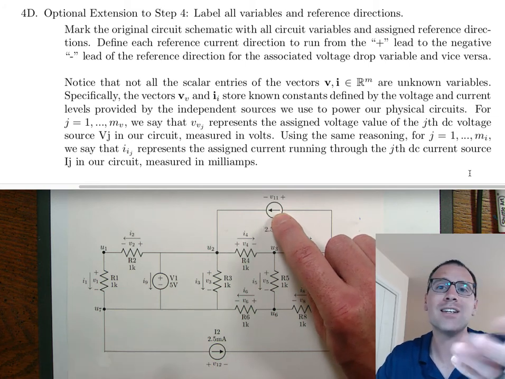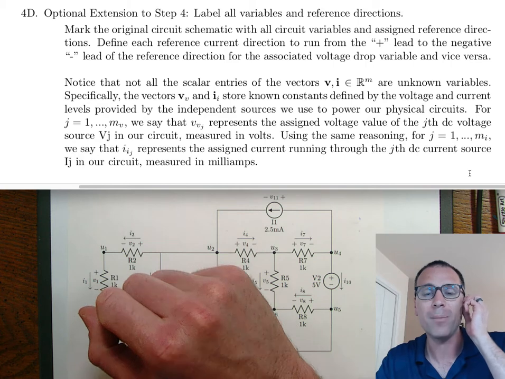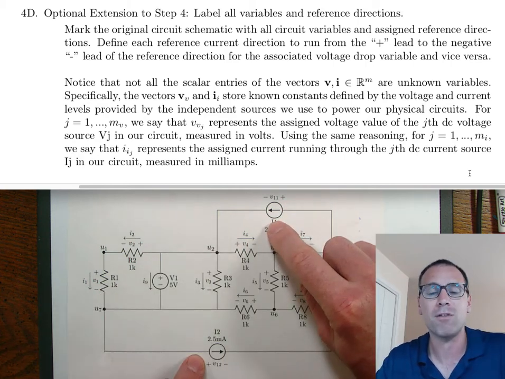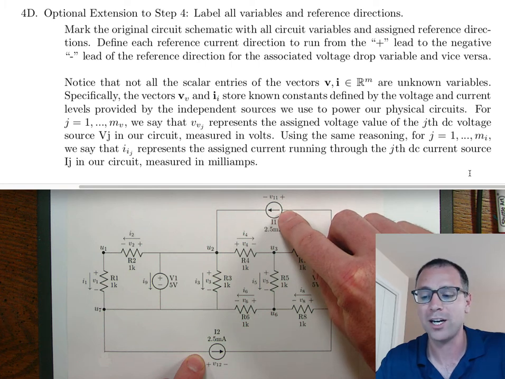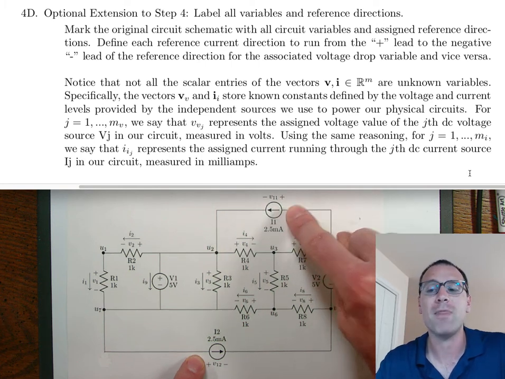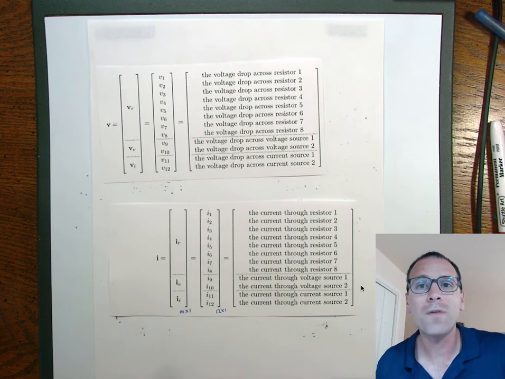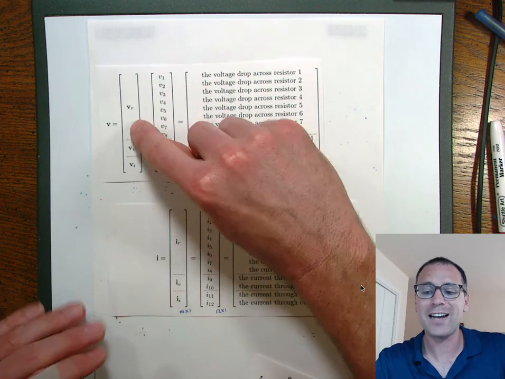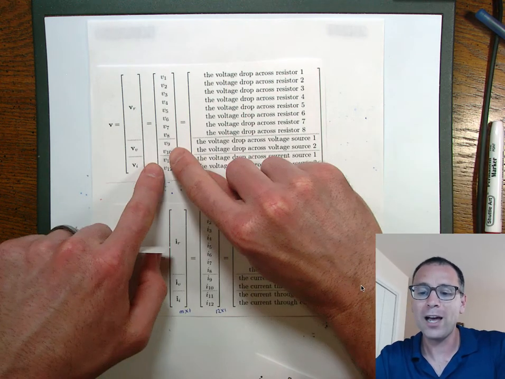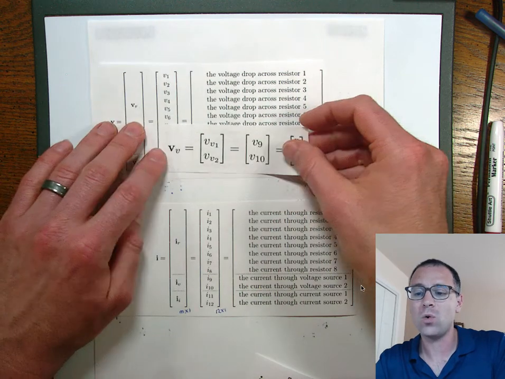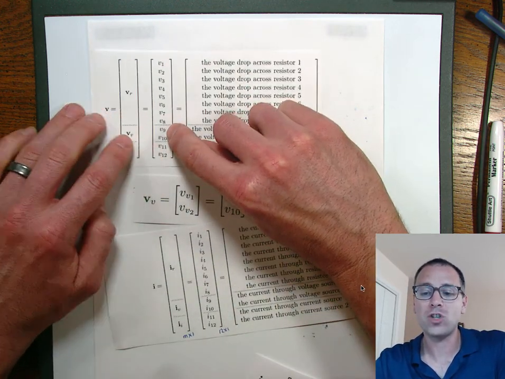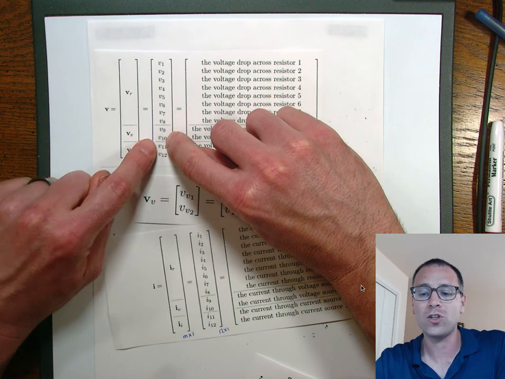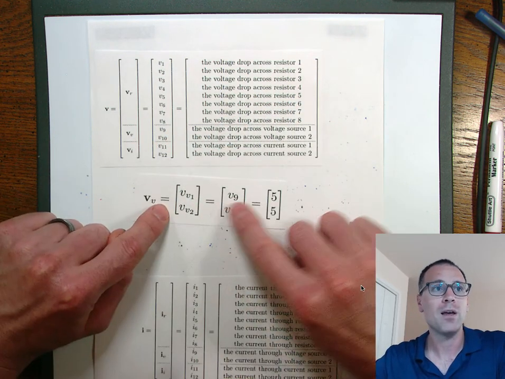In fact, the 2 students that designed those little circuit elements spent many, many months of life, along with the master engineer that helped us with this project, making sure that we could claim that these values are known. In terms of what that means mathematically, when we stack this vector, these 2 elements are actually not unknown, they're known. So the V9 and V10, the voltage drop across voltage source 1 and the voltage drop across voltage source 2.